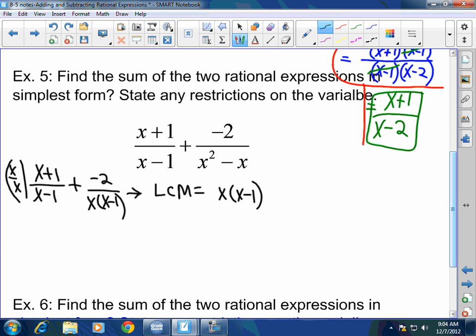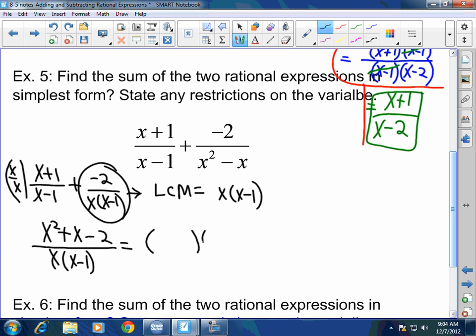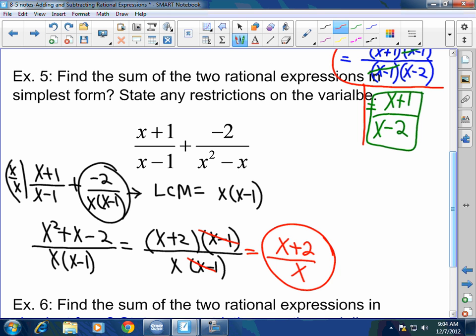An x over x. Do I need to multiply anything to here? No, not in this case. So this is going to be x squared plus x minus 2 over x times x minus 1. Factor. This is x plus 2, x minus 1 over x times x minus 1. Cancel out the x minus 1, and you got x plus 2 over x. And x cannot equal 0.